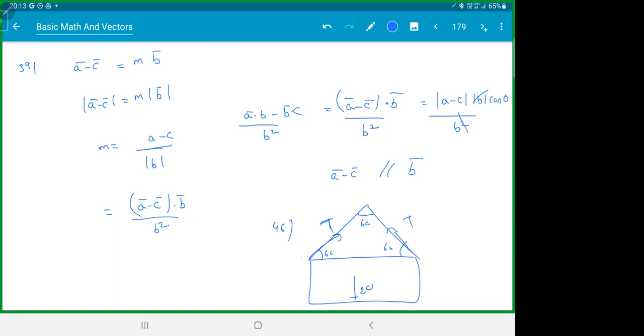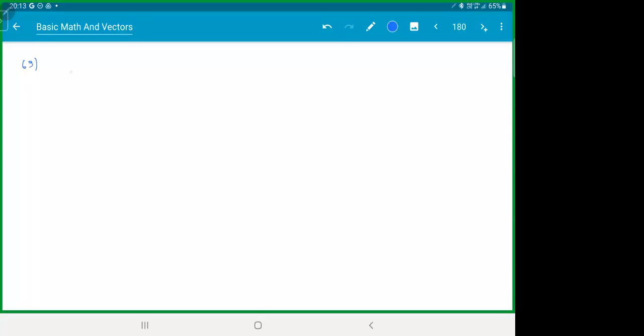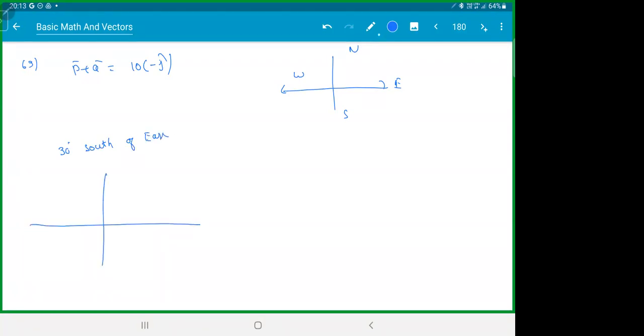Then 63. If the resultant of P and Q is 10 meters due south, meaning P bar plus Q bar is 10, and south is minus J cap. I'm taking east, north, south, and west like this. And R bar is 10 meters 30 degrees south of east. I'll teach this in relative velocity, but see, what does it mean? South by east is 30 degrees.